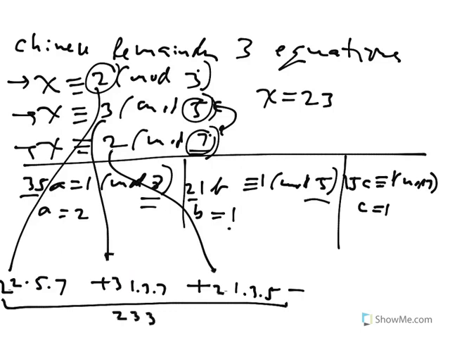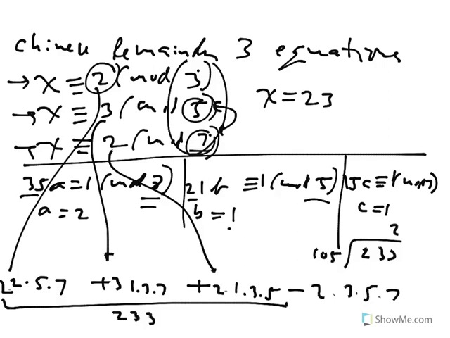Now 233 is too large, so I'm going to subtract away. On the side, I'm going to do 233 divided by the product of these three mod numbers, which is 105. And it goes in twice, so I'm going to take away 2 of those 105s, to get me 23, which is the answer to the question. So that's how you do Chinese remainder with 3 equations.